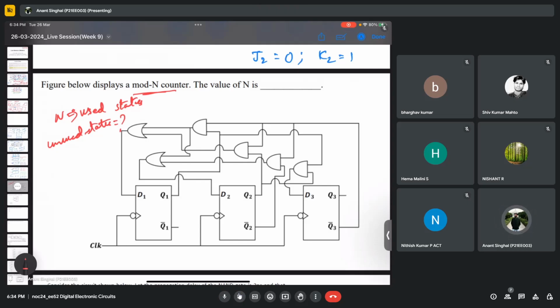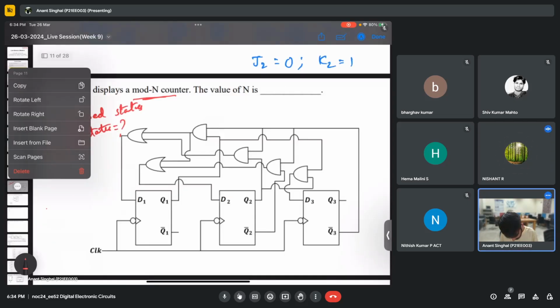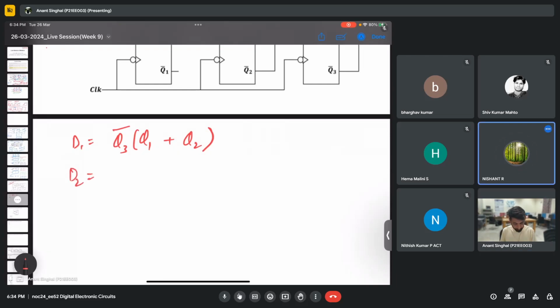Okay, so can anyone tell what are the relations that they have got for D1, D2, D3? Q3 bar Q1. Yes, so this is the relation for D1. D1 is Q3 bar Q1 plus Q2 Q3 bar. So something like this. No sir, no bracket. Q3 bar is common in both these terms, you are saying? No sir, Q2 plus Q3 bar. Okay.